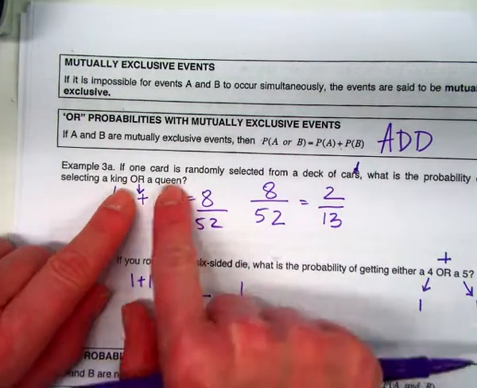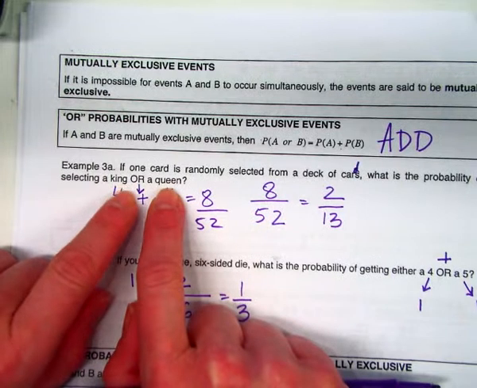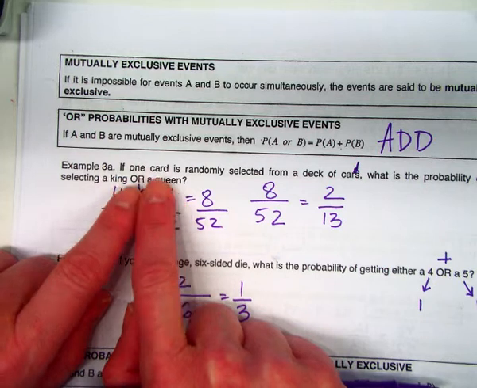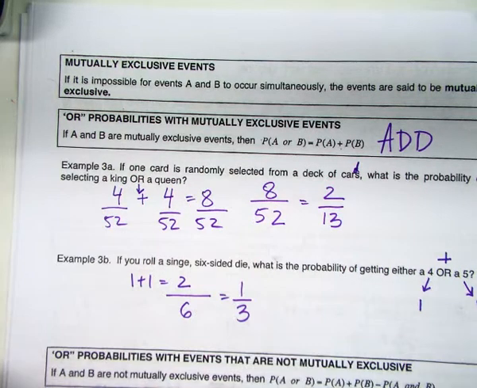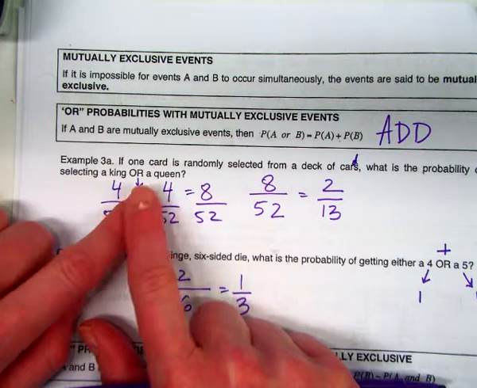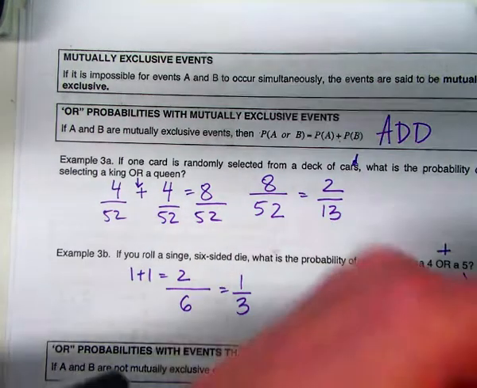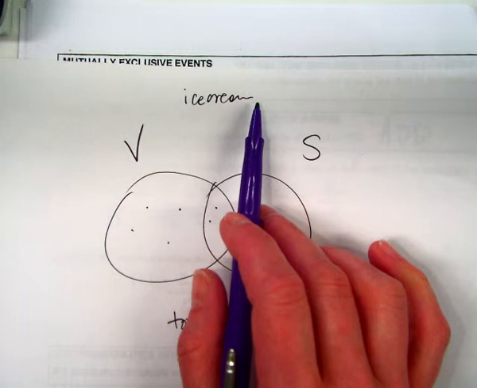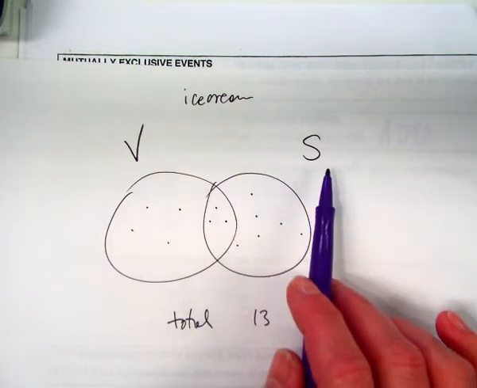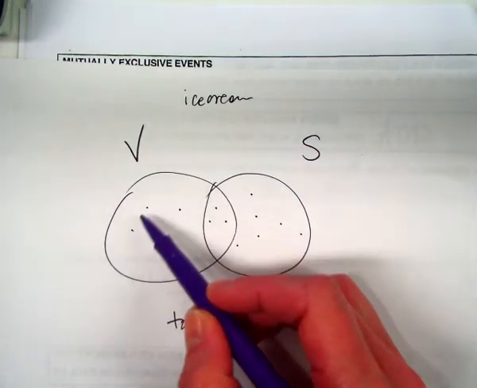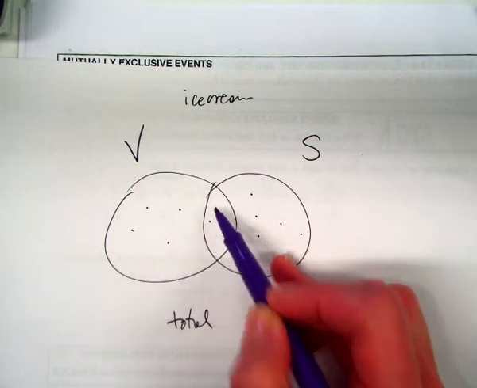For cards, can you have a card that's both a king and a queen? No, it's either this or this, so they're separate. However, in certain problems, you might have things that overlap. Here's an idea. I asked this of my period 2 class. Here's an ice cream poll, vanilla and strawberry. How many people like vanilla? So I counted 1, 2, 3, 4, 5, 6, 7 people.